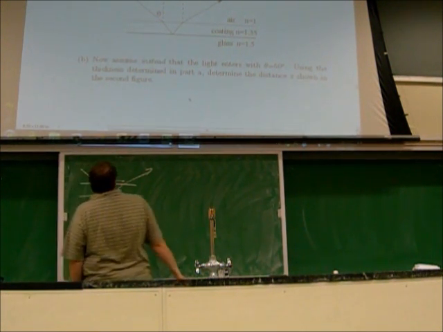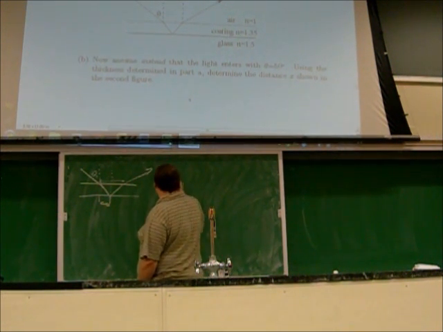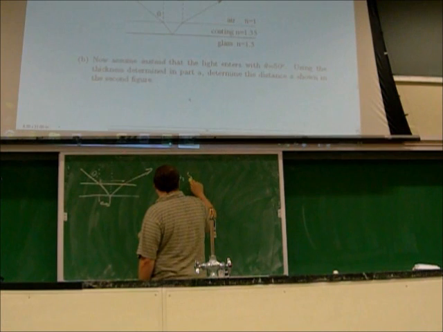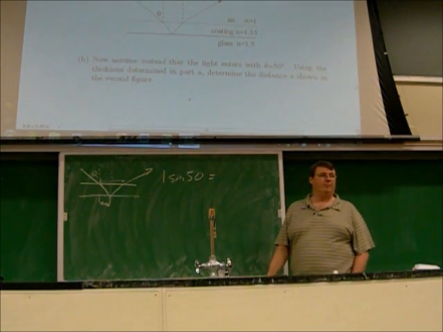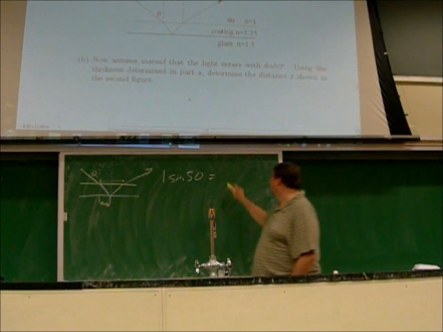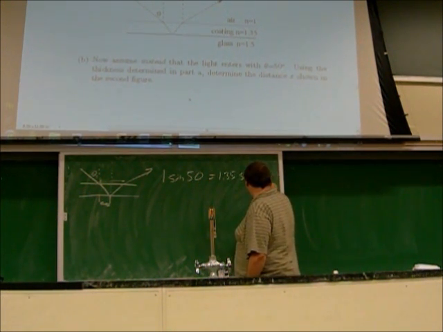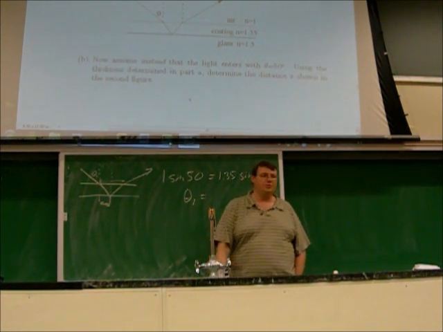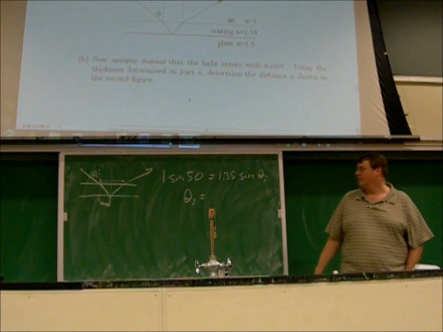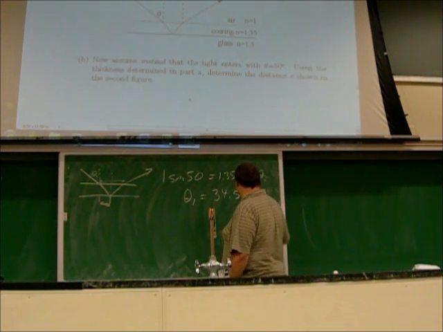So in that case, this is theta 1. Were we given a theta 1? Theta 1 is 50 degrees. So 1 times sine 50 is what? So what's theta 2? Okay?